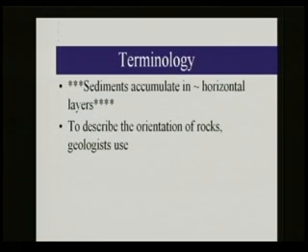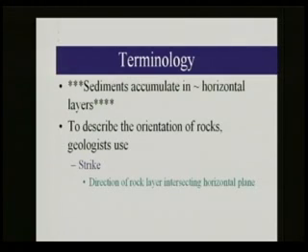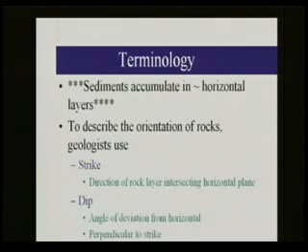Now, to describe orientation of rocks out in the field, geologists use two different terms. Strike is the direction of a rock layer that intersects the horizontal plane. So it basically tells us a direction of the rock body if we intersect that rock body with a nice flat plane. Dip, on the other hand, will show us the angle of deviation from that nice flat plane. So the dip is always measured perpendicular to the strike.